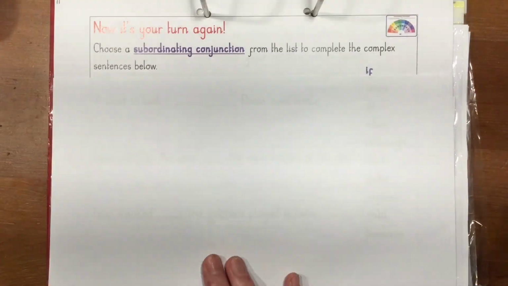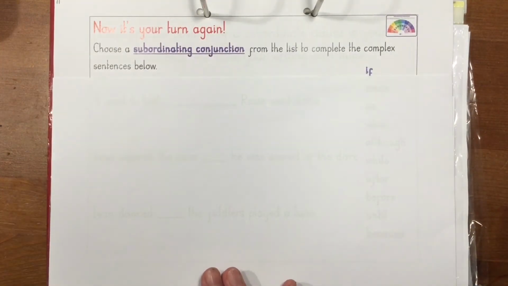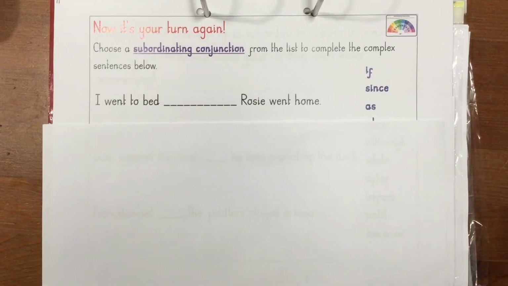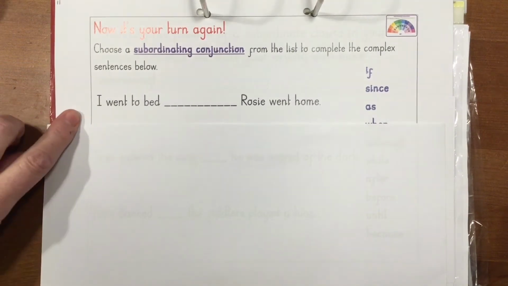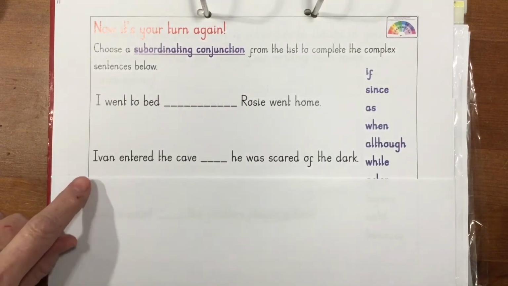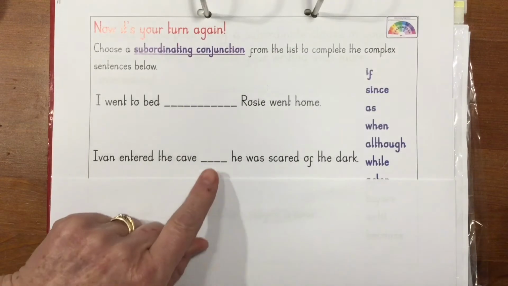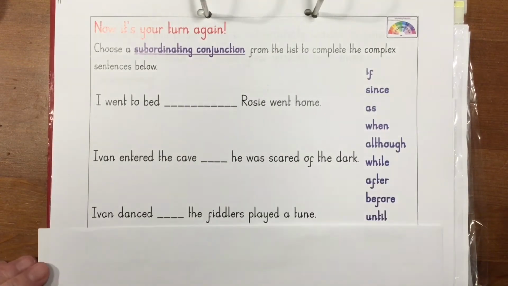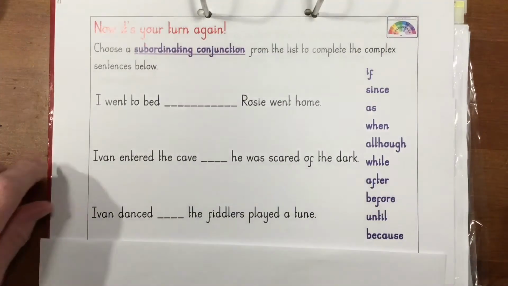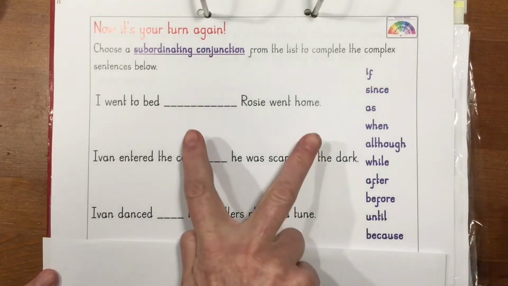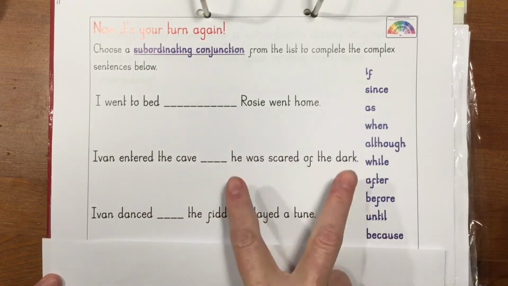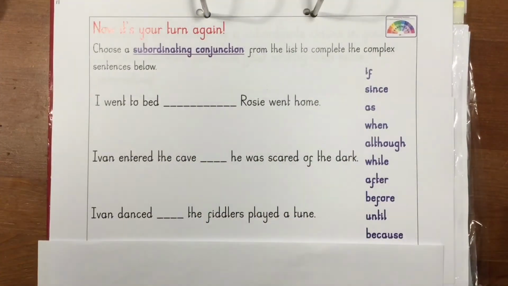Now it's your turn again. Choose a subordinating conjunction from the list to complete the sentences below. We've got: I went to bed, Rosie went home. Ivan entered the cave, he was scared of the dark. Ivan danced, the fiddlers played a tune. Can you choose one of those subordinating conjunctions to start the subordinate clauses? Pause the video while you have a go.